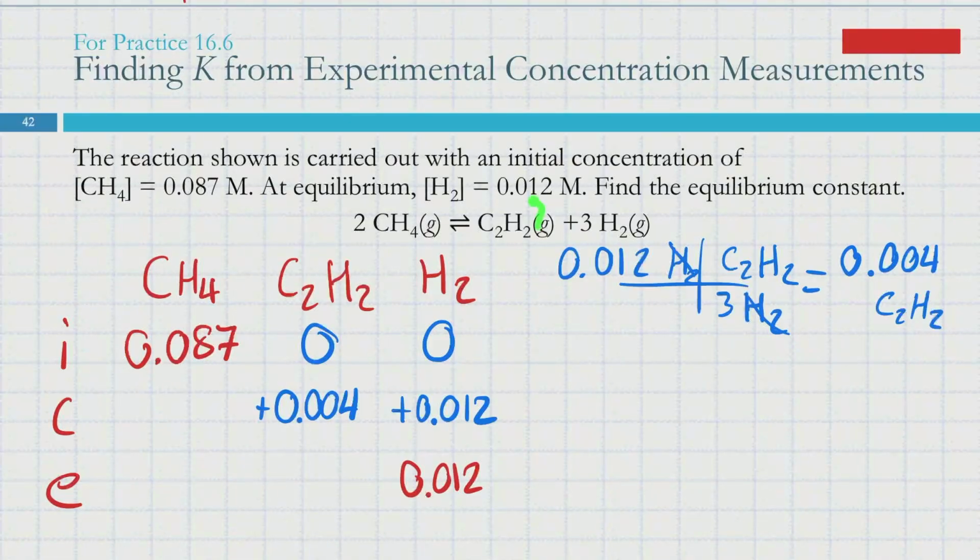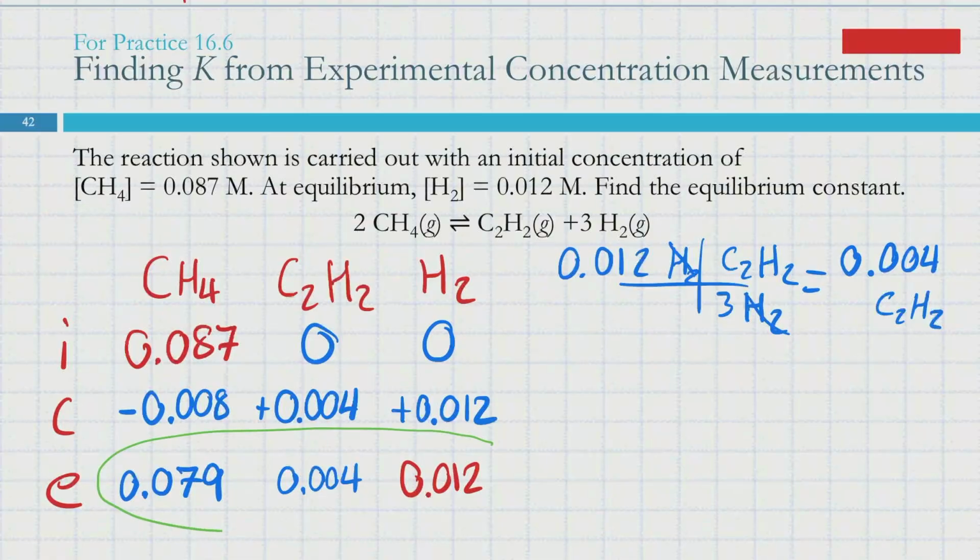And then our ratio of C2H2 to CH4 is 1 to 2. So our change is going to be twice as big for CH4. It's also going to be negative since it's a reactant, so minus 0.008 for our methane. And then we can calculate our equilibrium concentrations. Then we'll take our equilibrium concentrations and plug those into our Kc.